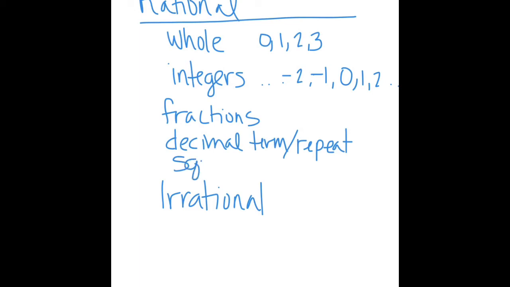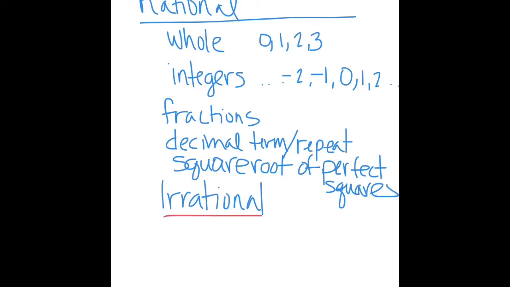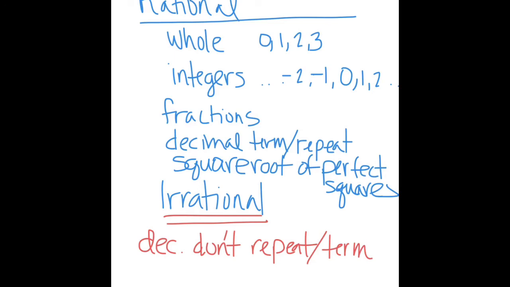And they can be the square roots of perfect squares. And irrational numbers, we said, could be decimals that do not repeat or terminate. They go on forever, but no pattern. They could be the square roots of a non-perfect square. And they can also be any number dealing with pi.